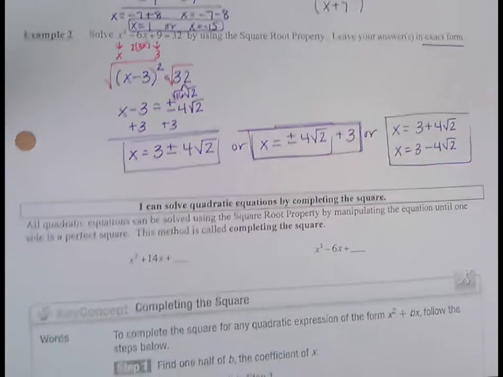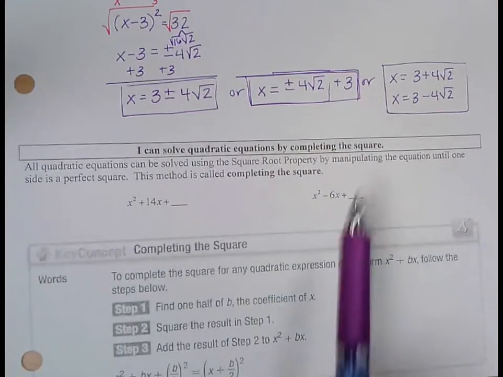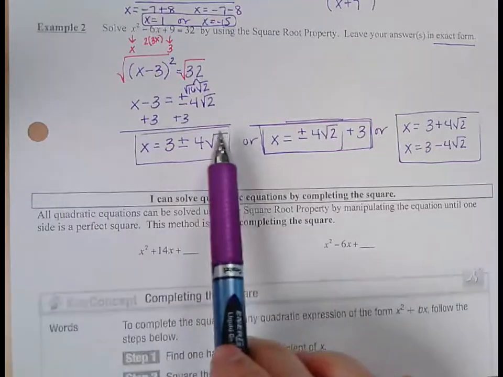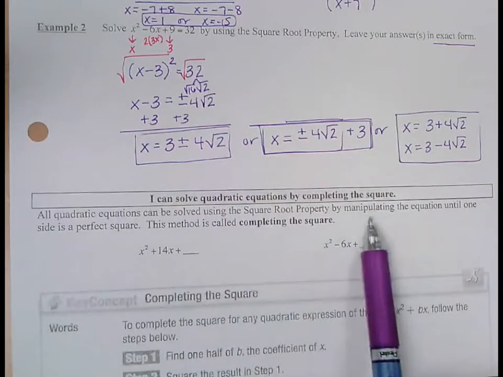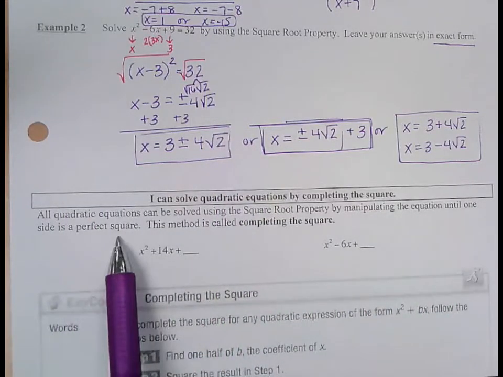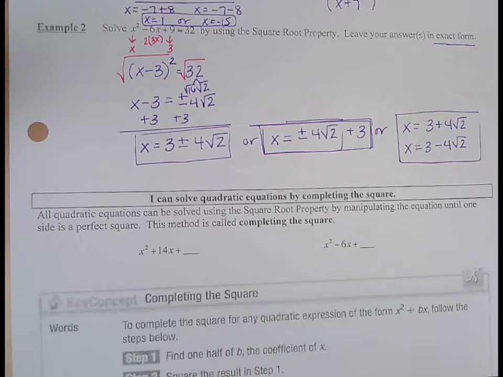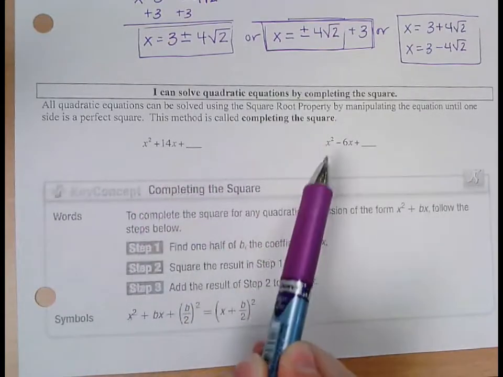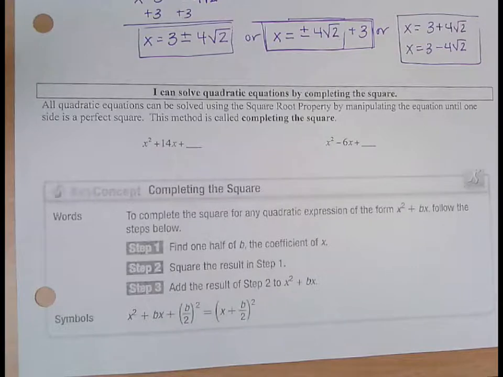So how this ties into actually completing the square is every quadratic equation can be solved this way. And that's by manipulating the equation until one side is a perfect square. So that means if you don't have a perfect square trinomial, you make one. You make your trinomial a perfect square trinomial. That's what completing the square does. So I have these two examples, which are actually the two examples from 1 and 2 that we just did.